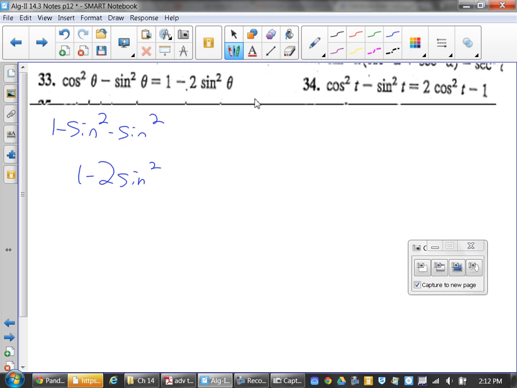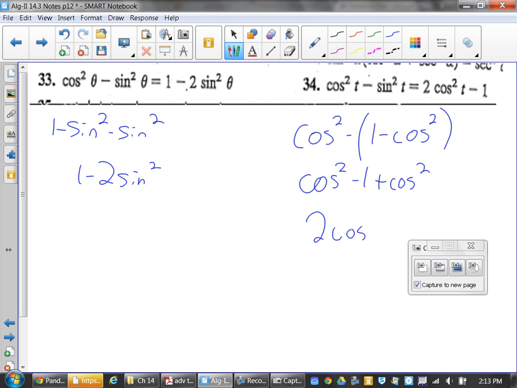All right? So do we rewrite sine to cosine? Yep. When you do that in this one, you just have to be careful, because you have parentheses with the subtraction. So you have 1 minus cosine squared, and you have to be careful to distribute out the negative. So you have cosine squared minus 1 plus cosine squared. And that's where you get your 2 cosine squared minus 1, and you're done.